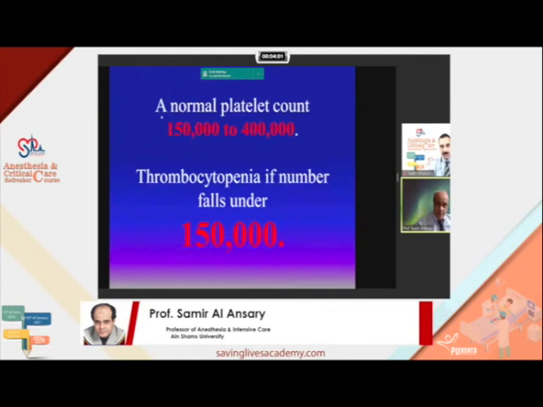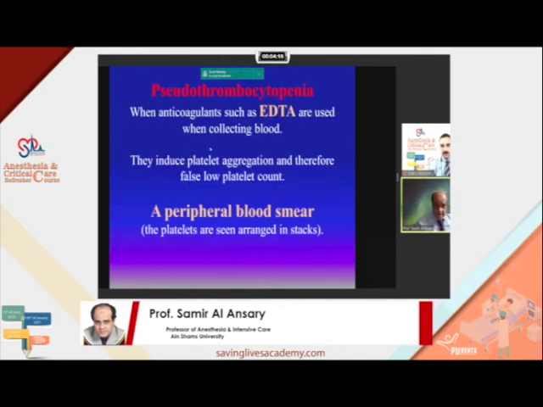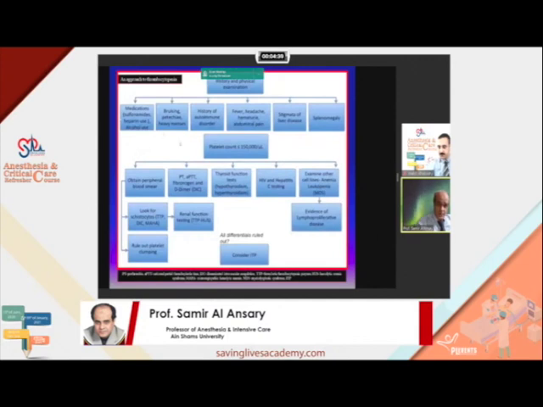The normal number of platelets in any normal person is from 150 to 400. Less than 150,000, we regard it as thrombocytopenia, and we have to search for the cause. At the same time, you have to exclude pseudo-thrombocytopenia, which may be due to the effect of some anticoagulant used for collection of the blood sample, such as EDTA, which makes the platelets stick together and gives you a false impression of thrombocytopenia. This is a simple and simplified figure for detecting the underlying cause of thrombocytopenia.